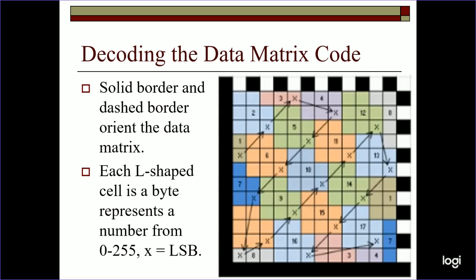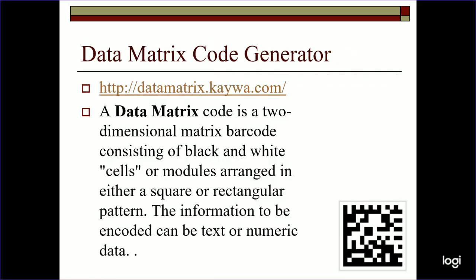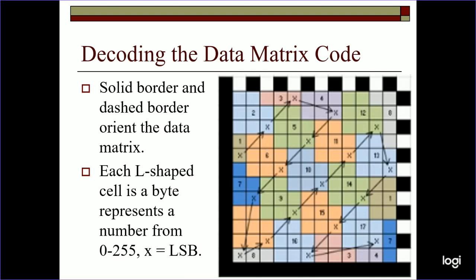And again, as you look at this, just remind you here real quick, this is a solid line here. This is a solid line here. These dots along the edges, those things are not part of the data. So this is not part of the data, all the way along the left and bottom edges, and this is not part of the data, all the way along the top and right edges. The data resides in the middle of that. What that means is those are only there for the purpose of orientating the code. So regardless of the angle that it's coming in, I can know where the code starts and where the code finishes. All right, so solid border and dashed border orient the data matrix code.